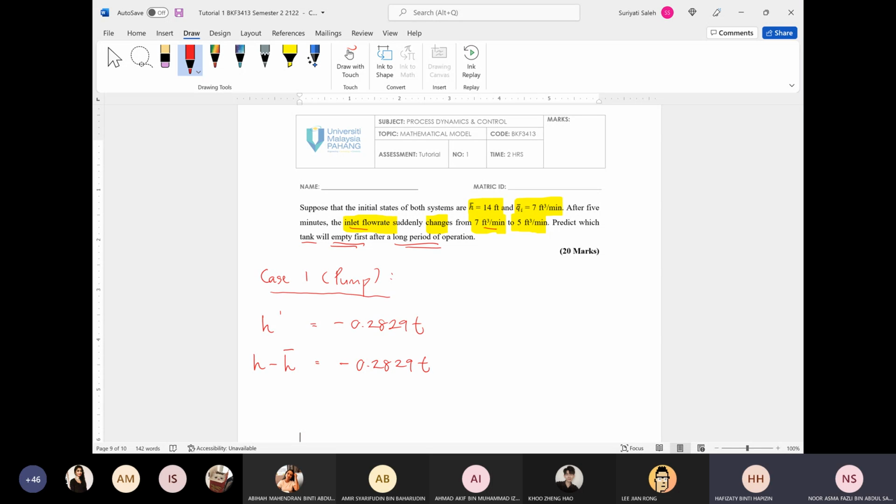The question asks you to predict which tank will empty first. Empty means no level. The solution has been exiting the system, so no liquid is left inside the tank. So this contributes to H now being 0. That's why for H minus H bar, H is 0, minus H bar which is 14, equal to negative 0.2829 T.